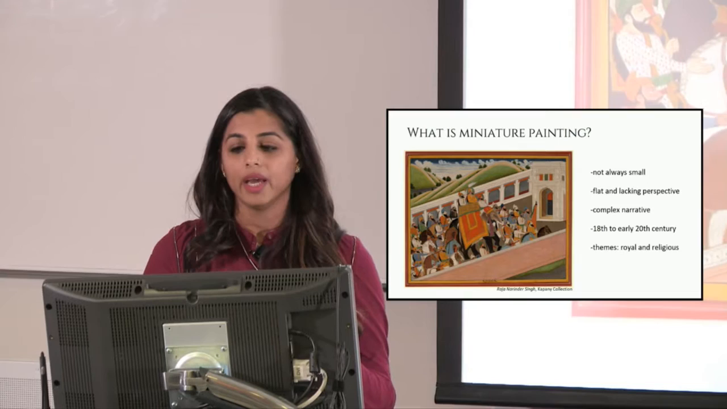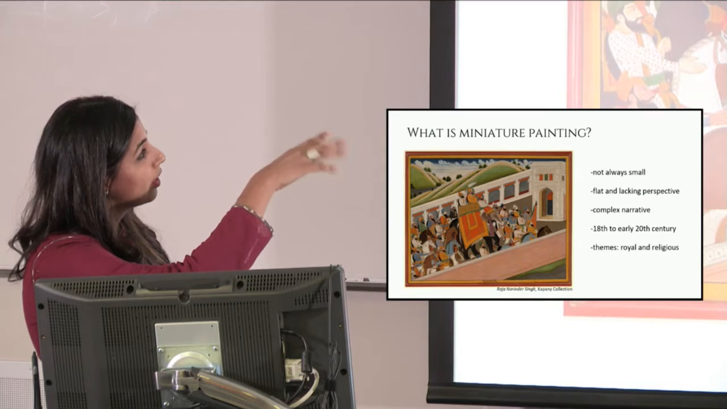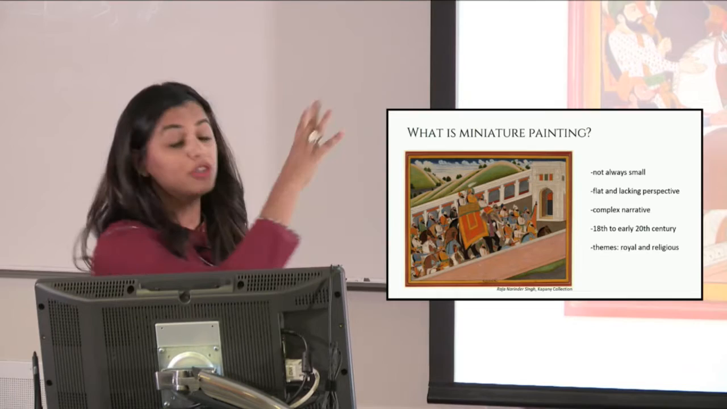It was meant to not have perspective. However, it was meant to have a lot of complex stories being told. For example, in this painting, you can see Raja Rinder Singh on an elephant, and there's attendants flanking him, there's something going on in the background, there's architectural detail, there's stuff happening in the front, there's this guy looking up. So there's a lot going on in the painting.